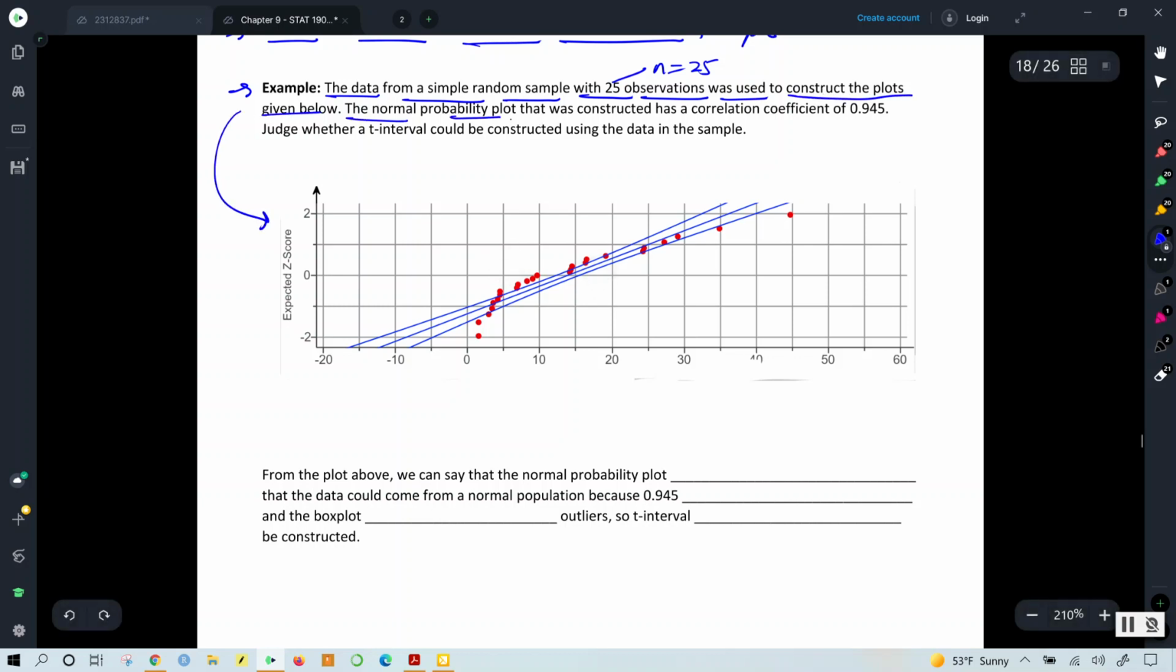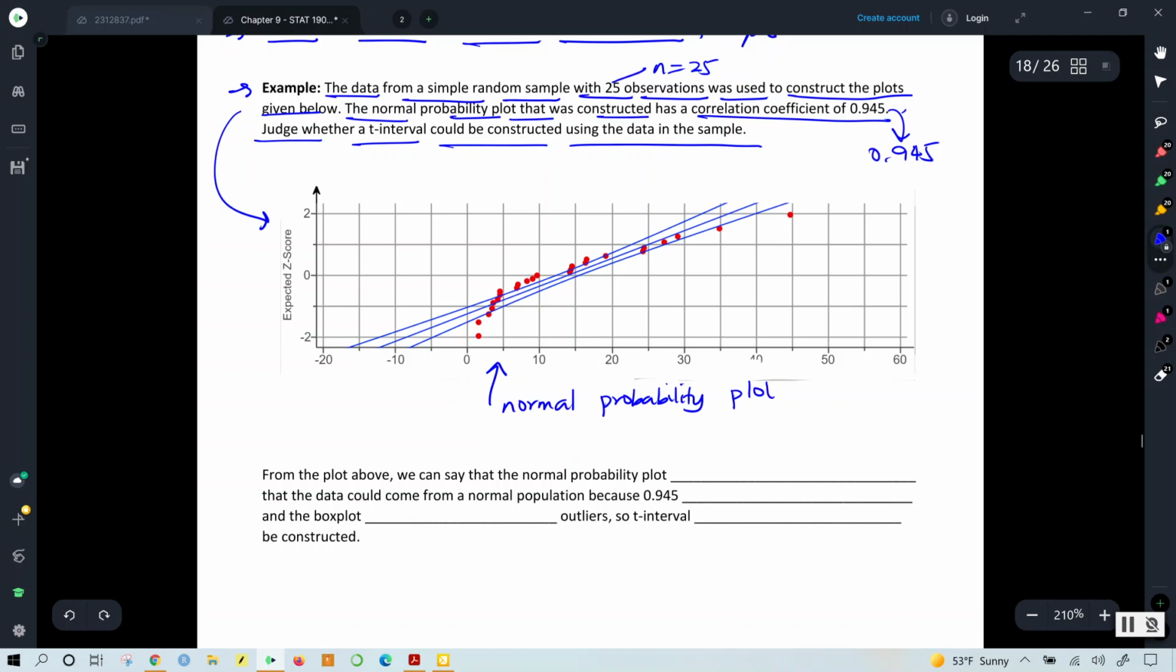So the normal probability plot that was constructed has a correlation coefficient of 0.945. The question before us is to judge whether a t-interval could be constructed using the data in the sample. Recall that this is a normal probability plot. This was discussed when we were learning about the normal distribution. So, what information can we garner or gather from this plot?